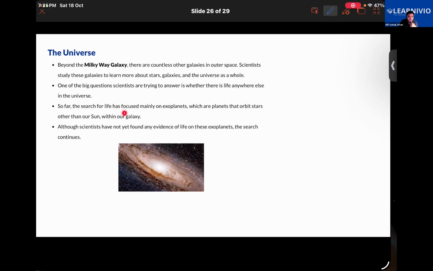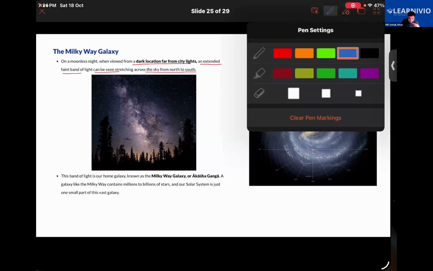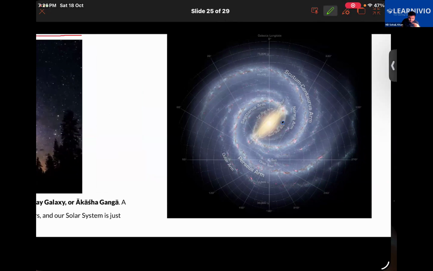So far, the research for life has focused mainly on exoplanets, which are planets that orbit a star other than our sun within our galaxy. Within the Milky Way galaxy also there are many other stars. For example, suppose this is where our star is, but there are billions of other stars also. So far we have been trying to discover life on exoplanets.